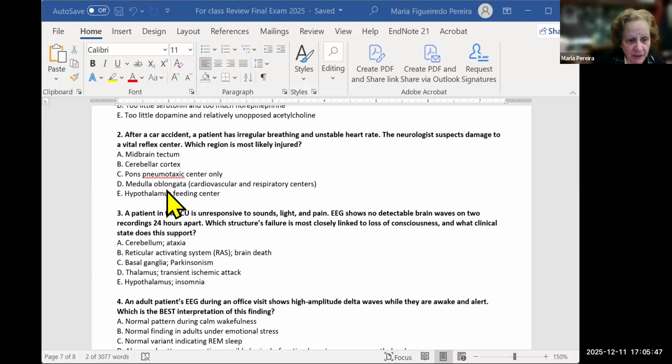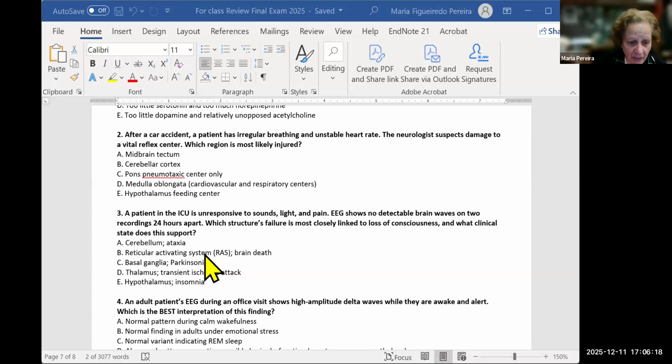It would still be medulla and pneumotaxic. A patient in the ICU is unresponsive to sounds, light, and pain. The electroencephalogram shows no detectable brain waves on 2 recordings 24 hours apart. So you already know the patient is dead. Which structure's failure is most closely linked to loss of consciousness, and what clinical state does this support?